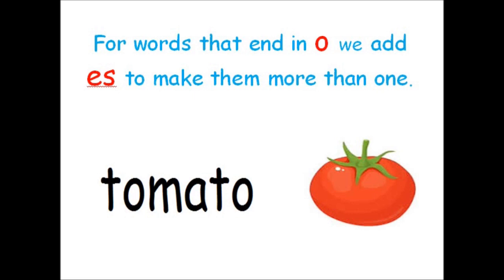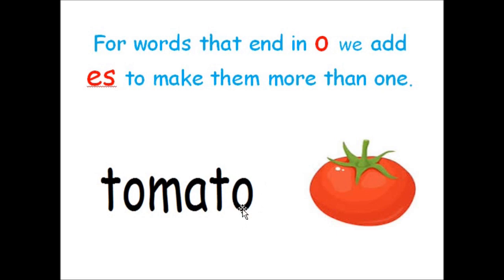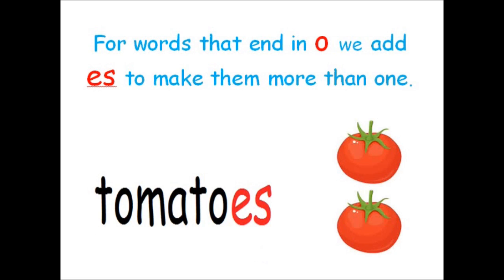Let's take another example. This is the word tomato. As you see, we just have one tomato. Our word ends with O. If we were to show more than one, we should add e and s to the end of the word. So one tomato, two tomatoes. We have added e and s to the end of the word because the word ended with O. One tomato, two tomatoes.